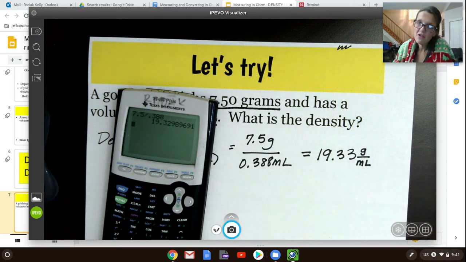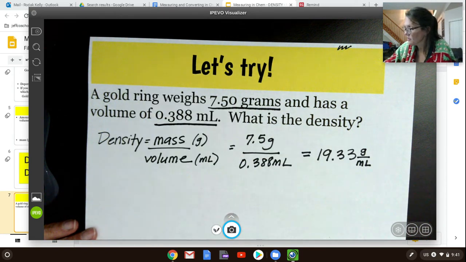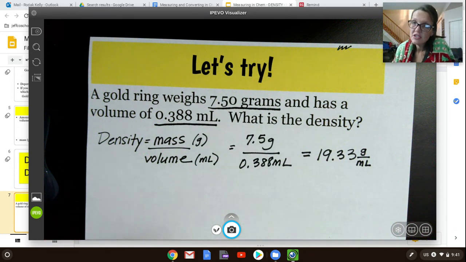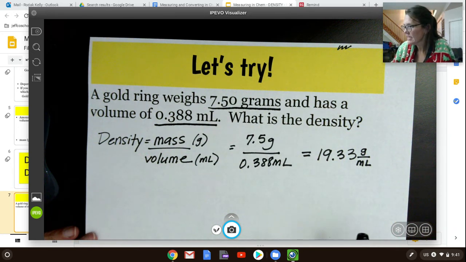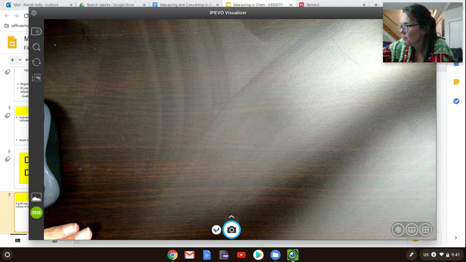So when you go to solve these practice problems on your own, you're going to need to make sure that you put that unit g over mL, grams over milliliters. Okay? Super easy. We're really easing into chemistry right now. This stuff is so easy. Let's look at another example.